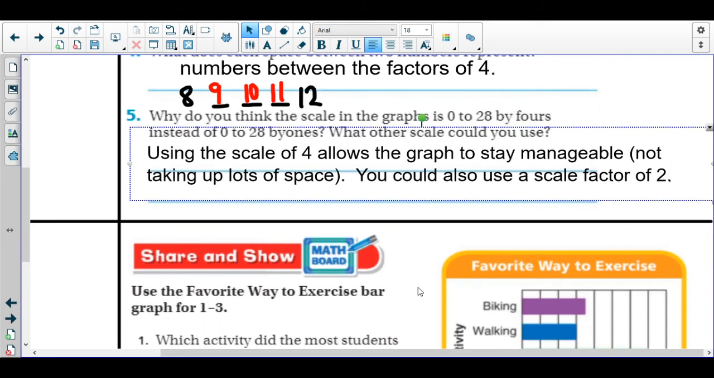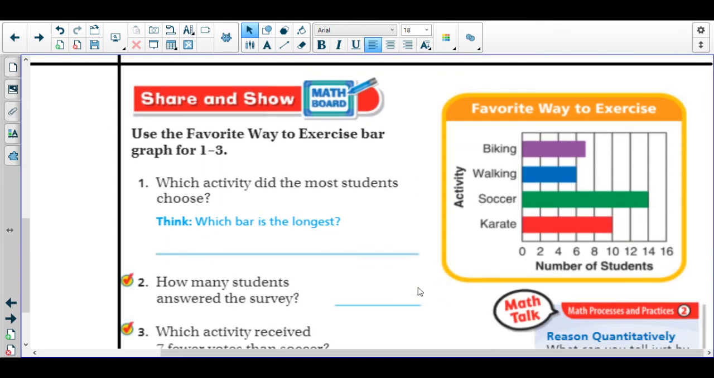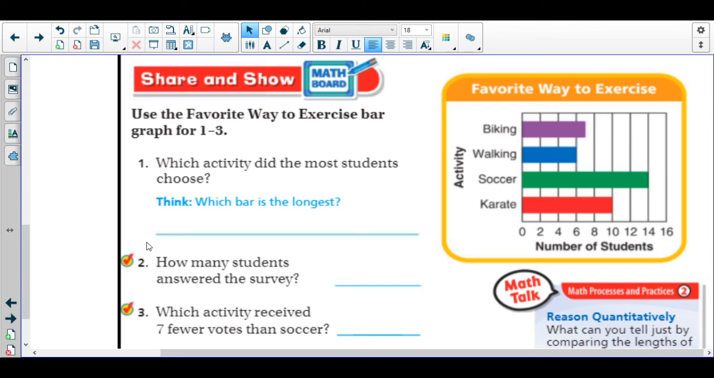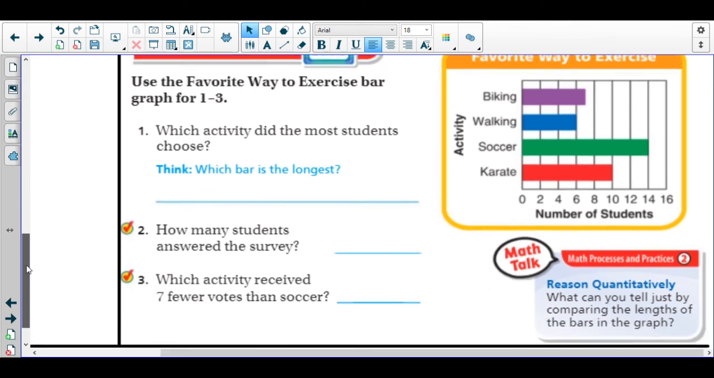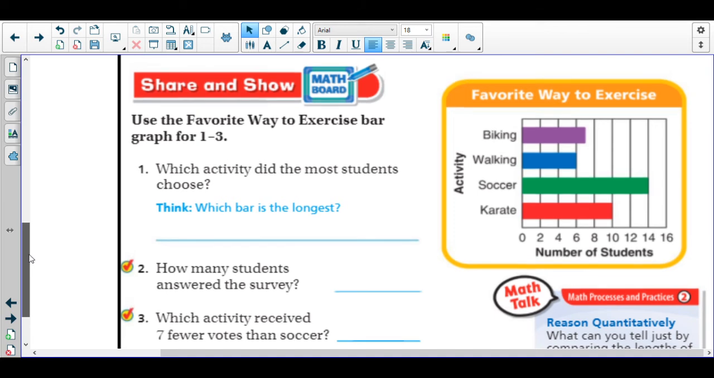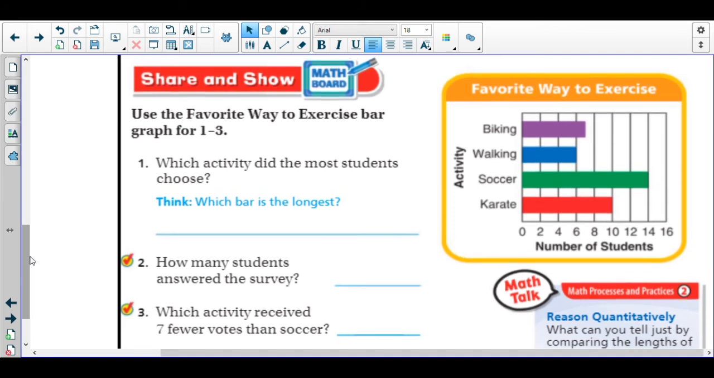All right, so we have our show and share portion here. You know what that means. We're going to go ahead and pause the video, give you an opportunity to work on it. We'll come back and see how you did. Make corrections as needed.